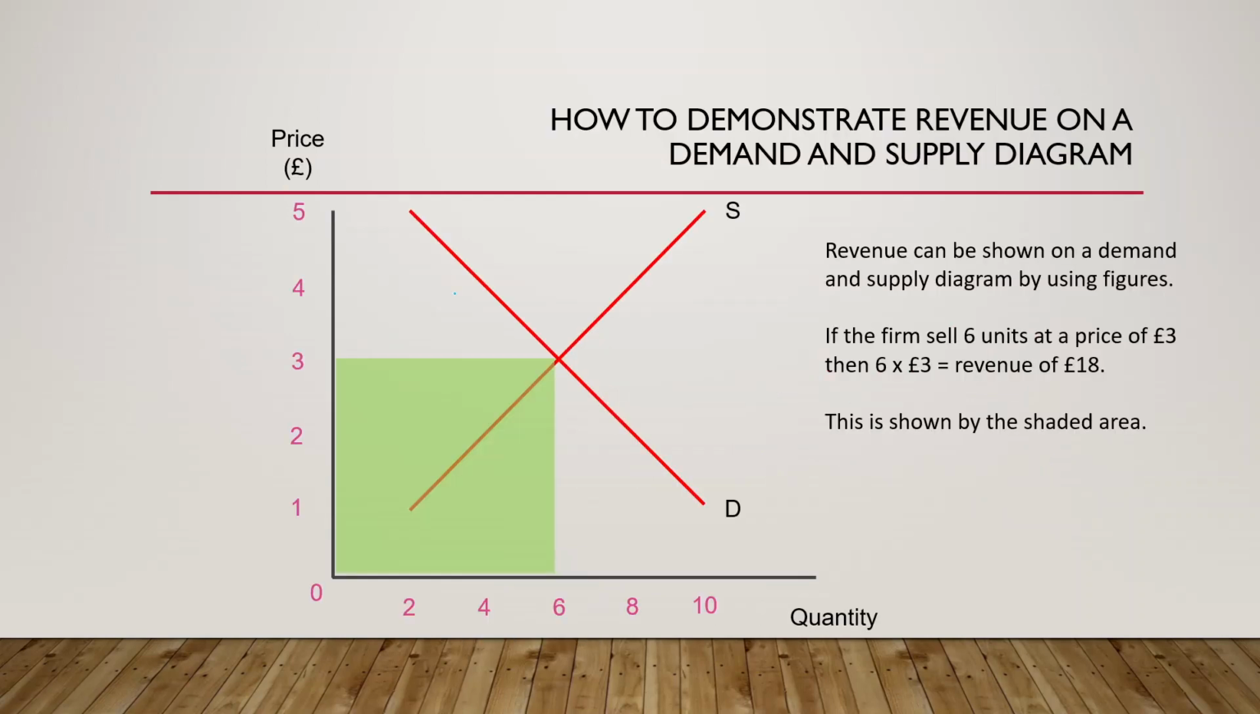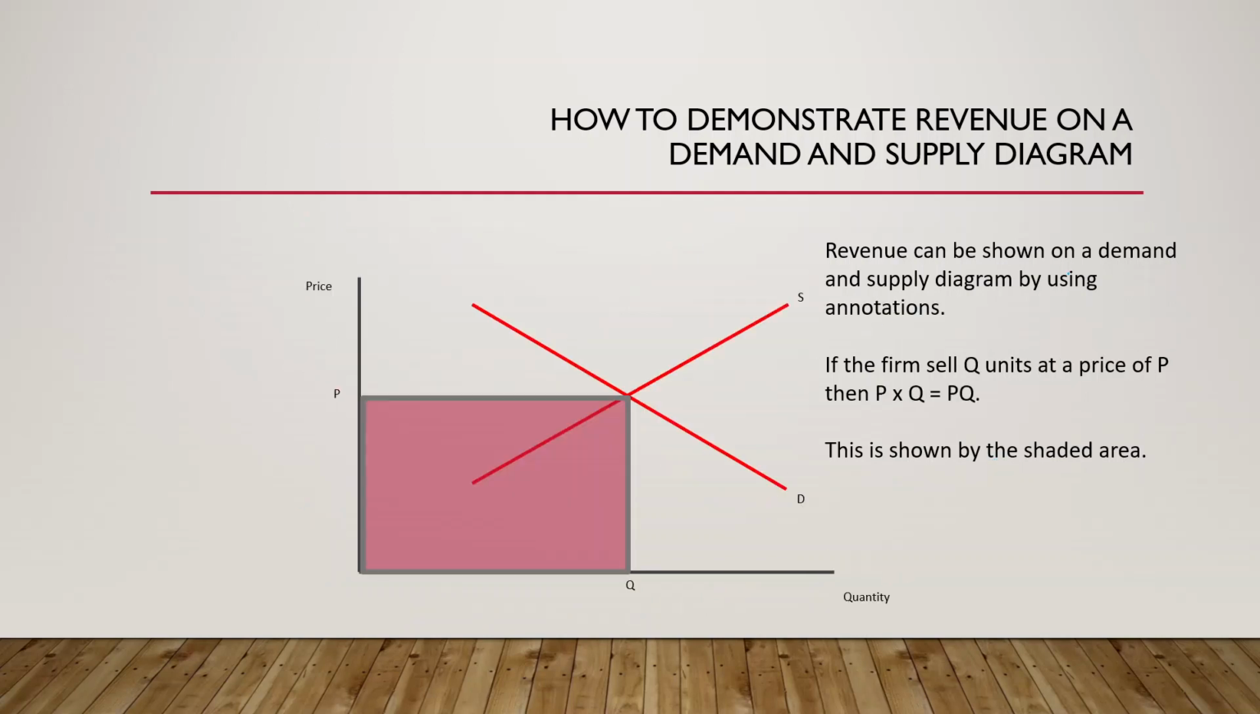And well, if you want to calculate the revenue from a demand and supply diagram, it will always be price times quantity. So here you can see 6 units were sold, at the price of 3, so 6 times 3 is 18. That's what your revenue was. And from the revenue, if you subtract costs, revenue minus costs, this gives you your profit. And revenue can be shown on a demand and supply diagram by using annotations.